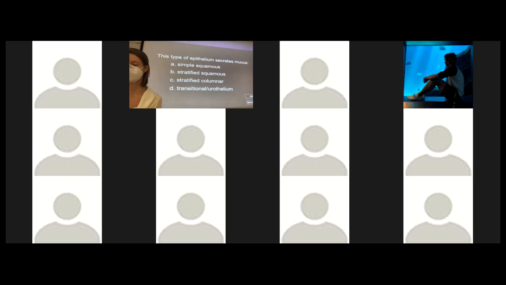Ten seconds. Stratified columnar. Yeah, good. It's stratified columnar. Nice. All right. So stratified columnar secretes a ton of mucus. So the columnar cells, those really tall ones, are making a bunch of mucus and they're basically releasing a bunch of mucus. So when you think of columnar cells, think mucus. In the stratified, there's multiple layers on top of each other, just releasing all kinds of mucus. So yay for stratified columnar.